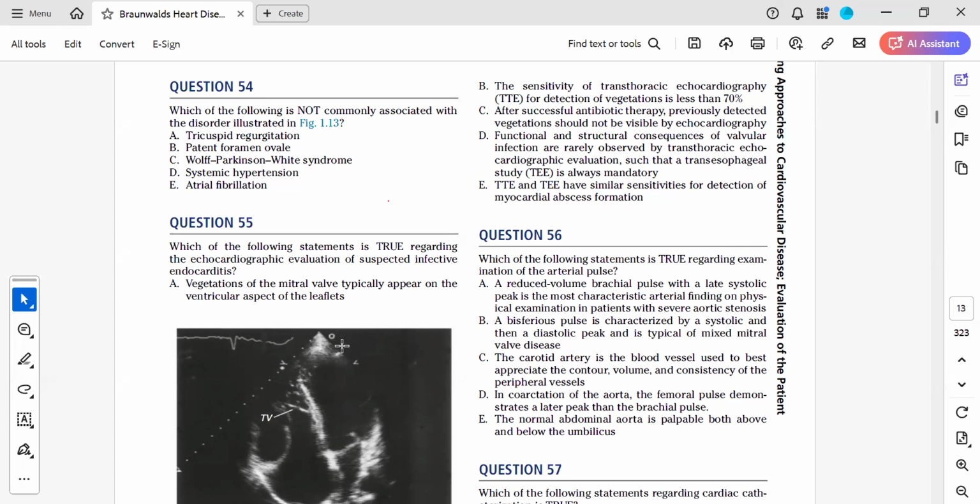Then another pulse abnormality includes pulsus alternans, in which there is a regular rhythm with alternating strong and weak pulses. The causes of pulsus alternans include advanced heart failure, amongst other causes.